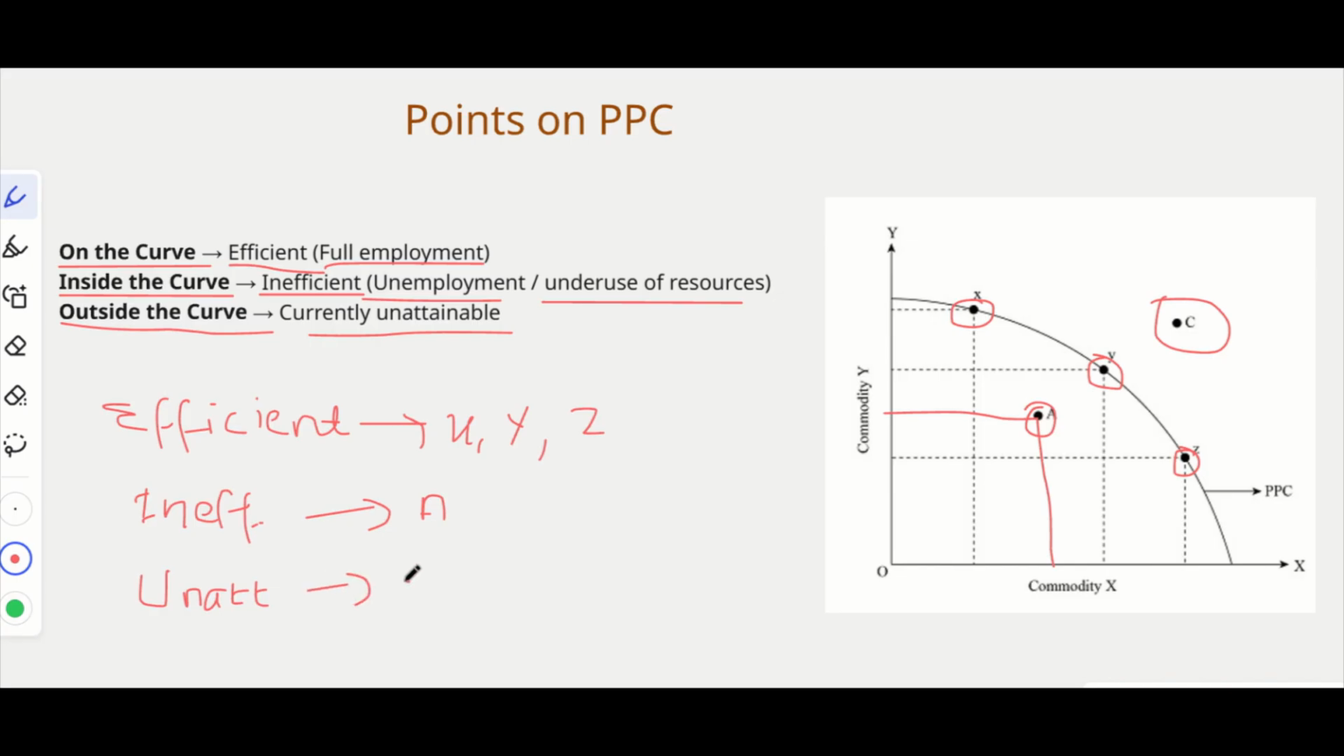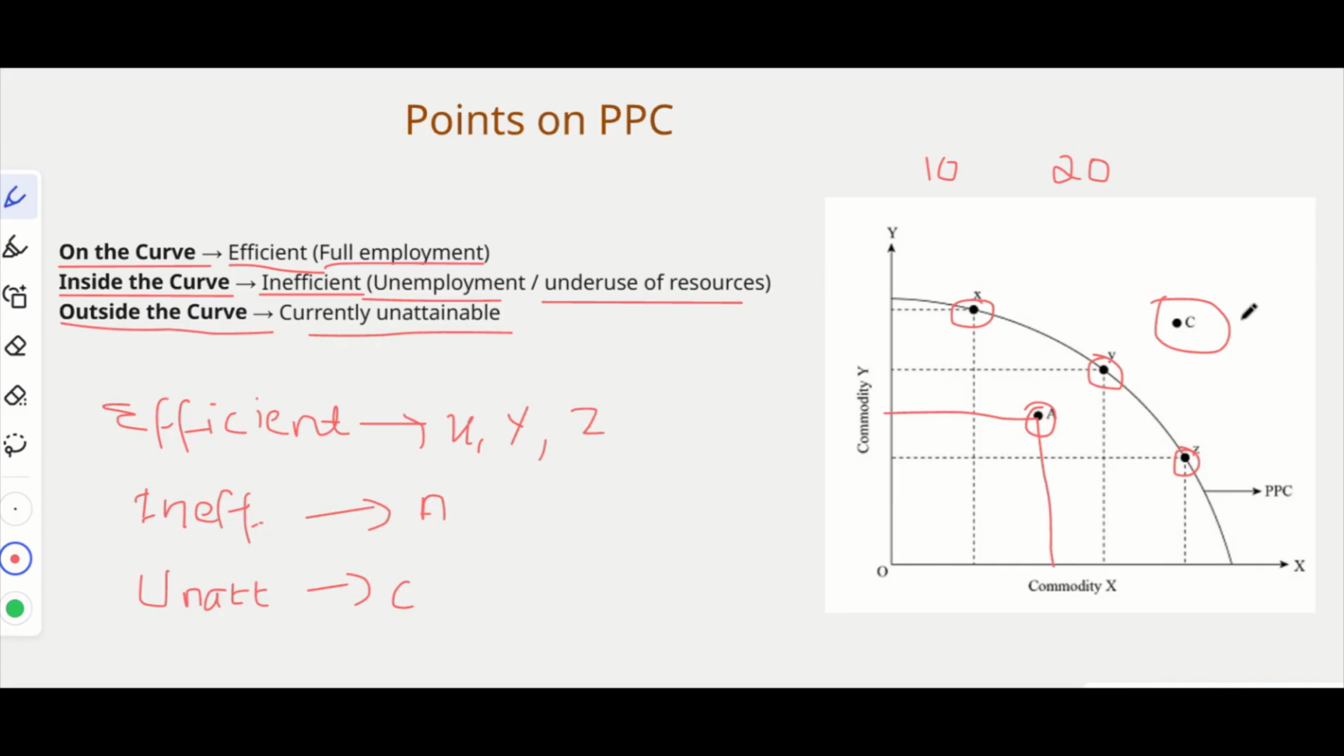So that is point C here. So what do you mean by currently unattainable? What does that mean? Basically, even if I wanted to attain it, I don't have the resources for that. For example, let's say the total number of labor I have is 10 and the total capital I have is 20. So what are the maximum points I could attain? Point X, point Y, point Z of different quantities of commodity X and Y.